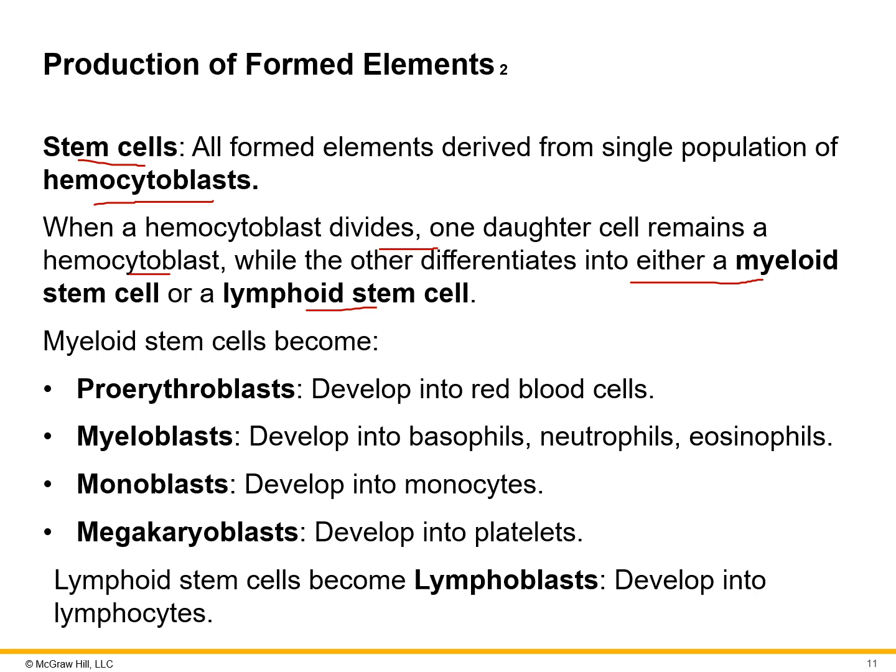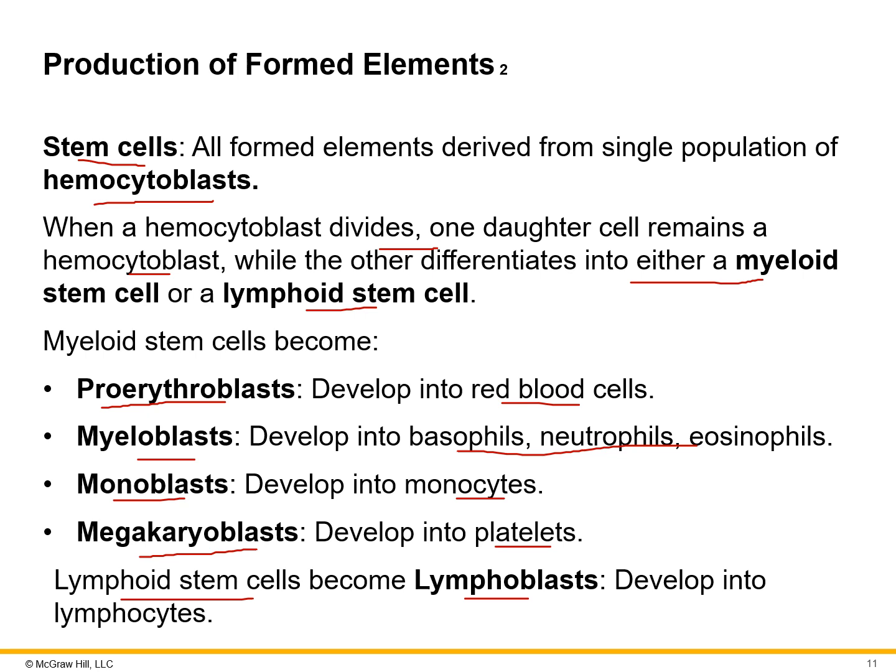The myeloid become either proerythroblasts, and from that name, pro meaning before, erythro, we think about erythrocytes. Those are going to develop into red blood cells. Myeloblasts become the basophils, neutrophils, and eosinophils. If you remember, those are going to be our granulocytes. Monoblasts become monocytes, so that's kind of easy. And then megakaryoblasts are going to become the platelets. Now, the lymphoid stem cells become the lymphoblasts, and those are going to become the lymphocytes.